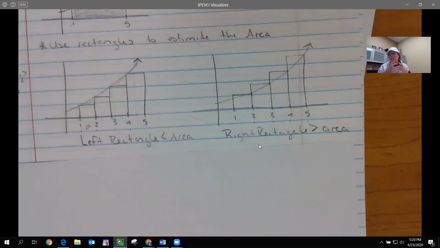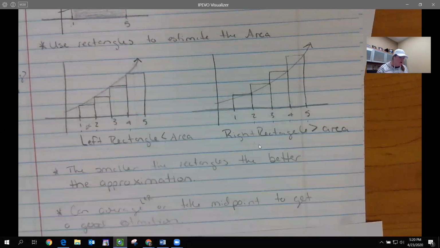Or we can do a Riemann sum, which you'll see, which is a little bit different, more of using the midpoint or a spot in between each section. So any of those are going to be a way to find the area under the curve.